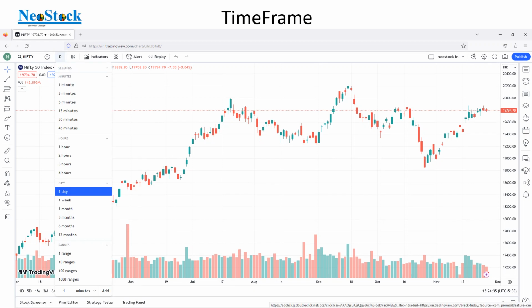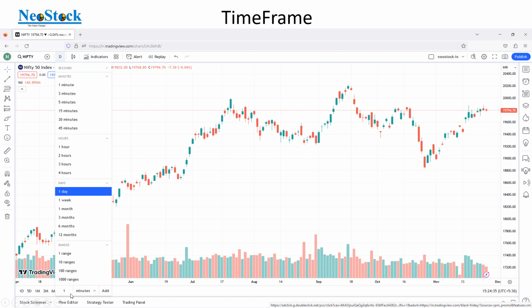So if you click, see below the D, you are getting a menu. In this menu, you are seeing different menu items. So we have 1 minute chart, 3 minutes, 5 minutes, 15 minutes, 30 minutes, 45 minutes that TradingView is providing. And otherwise, it is providing 1 hour, 2 hour, 3 hour, and 4 hours. And day wise, it is displaying 1 day, 1 week, 1 month, 3 months, 6 months, and 12 months. And ranges, forget about these ranges, they are not related to candlestick charts, just ignore.